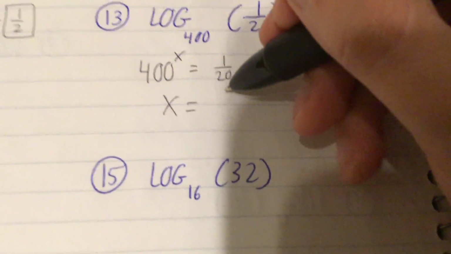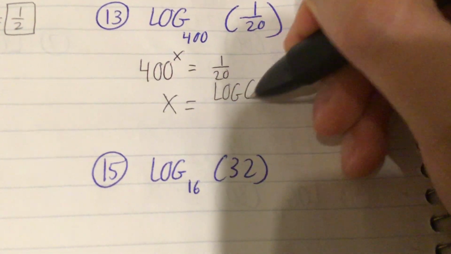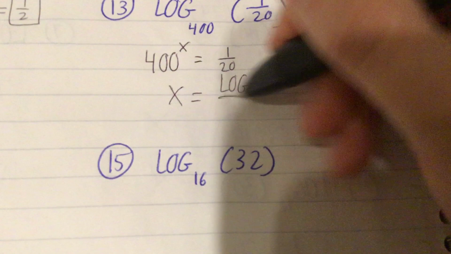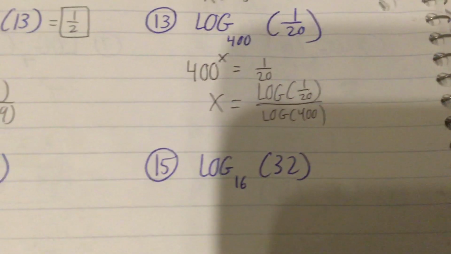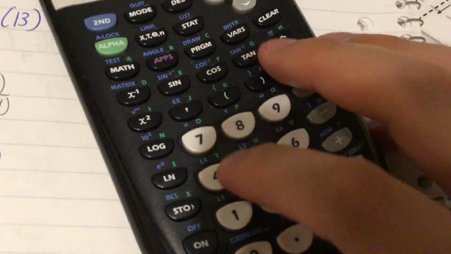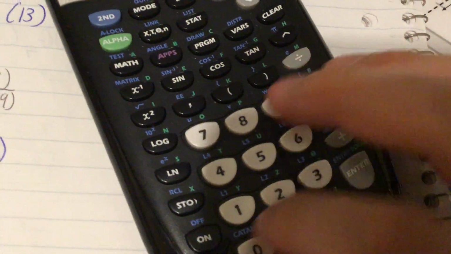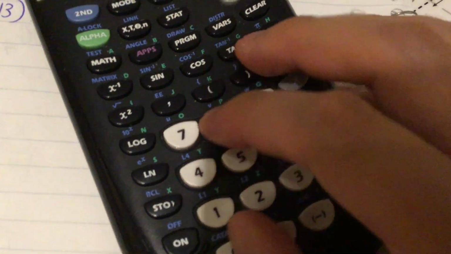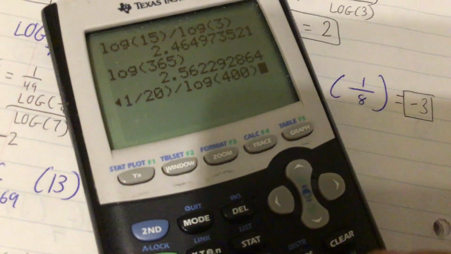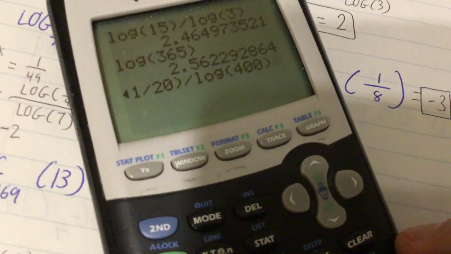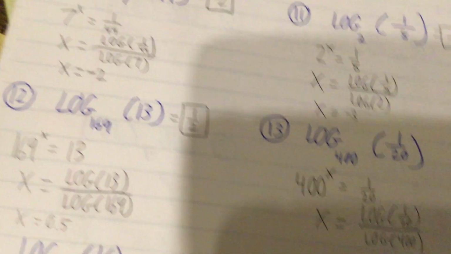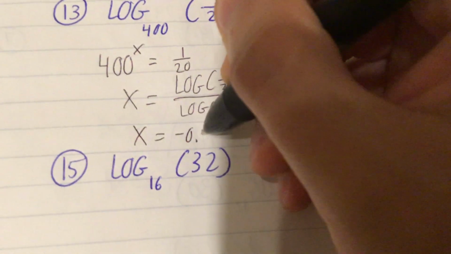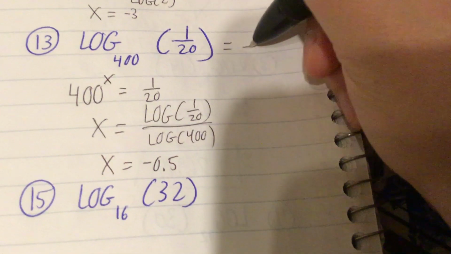So let's examine how we got there. So log of 1/20 divided by log of 400. I'm going to get my calculator. Okay, log of 1/20 divided by log of 400, and I got -0.5. This is twofold. So let's think about this. That's -1/2, correct?